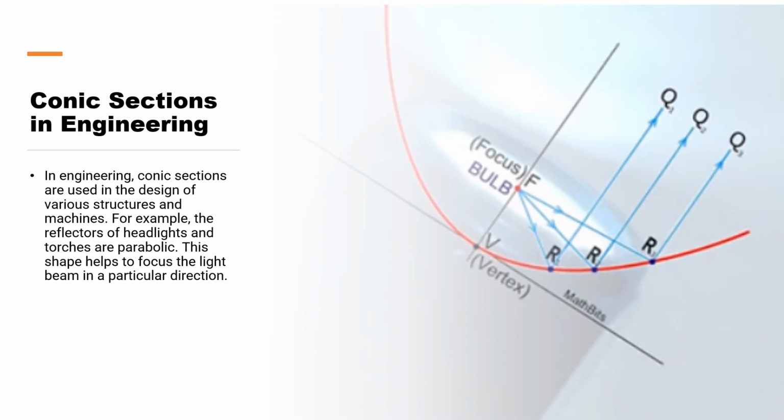Conic sections in engineering. In engineering, conic sections are used in the design of various structures and machines. For example, the reflectors of headlights and torches are parabolic. This shape helps to focus the light beam in a particular direction.